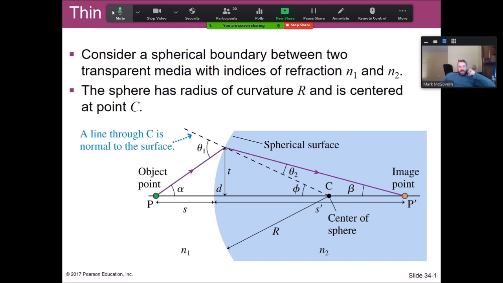So what you see right here is considering how our image is formed when we go from one index of refraction to another one. And we did a little bit of this before, actually. We looked at plane mirrors. Well, what was it? We looked at a plane surface, and how images are formed on a plane surface.